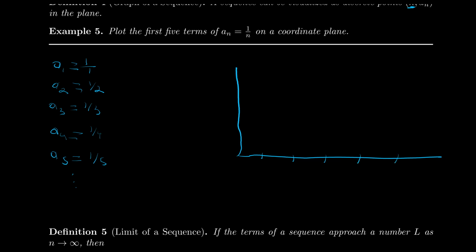4 and 5. There we go. 1, 2, 3, 4, 5. Okay. And then I'm going to do 1. A half is half of that. And then a third is a third of that. And then a fourth. And then a fifth. Something like that. And it's going to look something like, there's a sub 1.